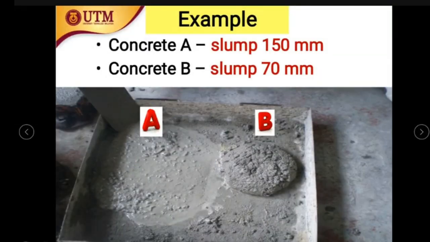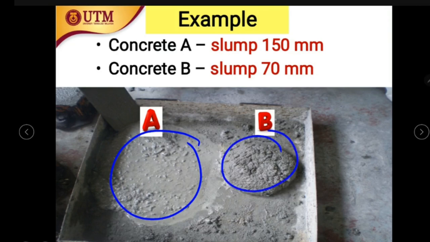All right, so this is the mix. You can see there are two types of mix here. This is a very high slump, and this is concrete B, which has a lower slump. You can see the difference there. This one is very slurry, you can still see the water.